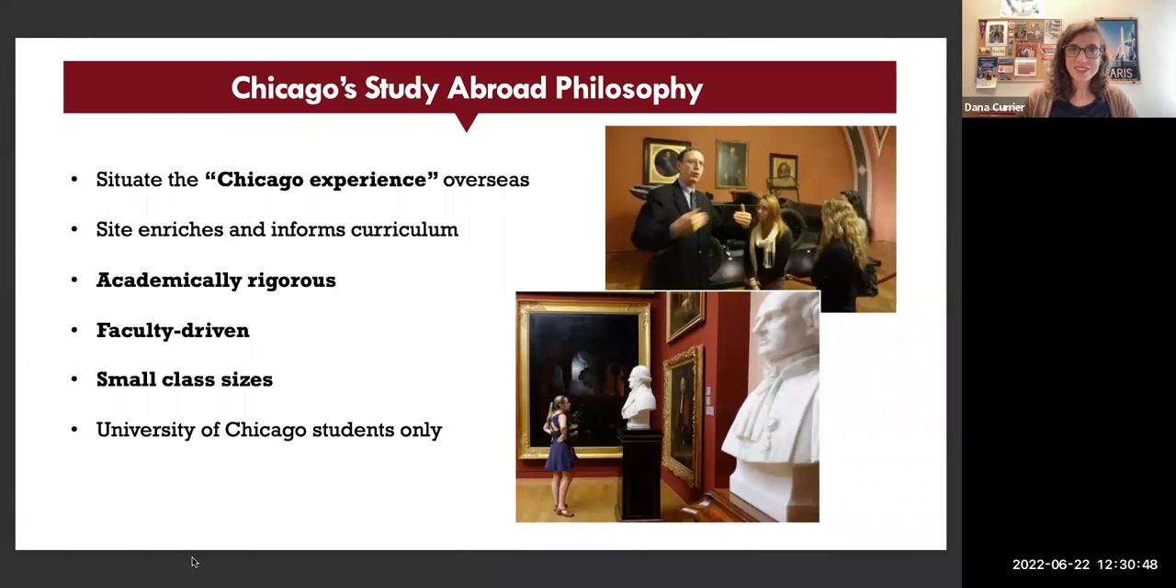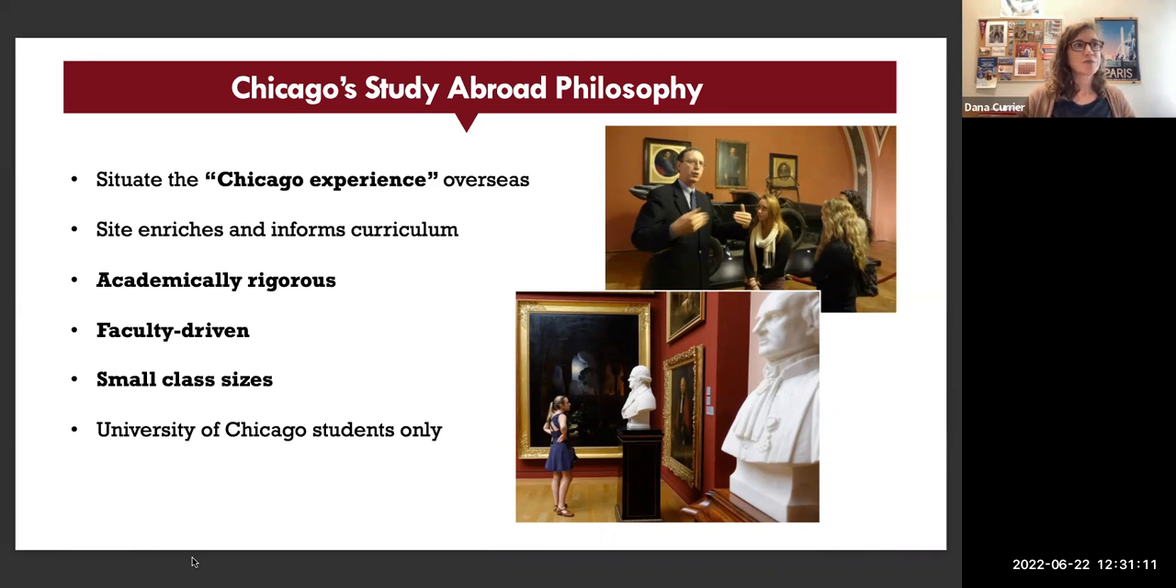I'm going to give you an introduction to how Study Abroad works here at the University of Chicago, and talk about various aspects of study abroad, the types of programs we offer, the application process, all of that. I want to start by talking about the philosophy of study abroad here at Chicago and how we view the study abroad experience.